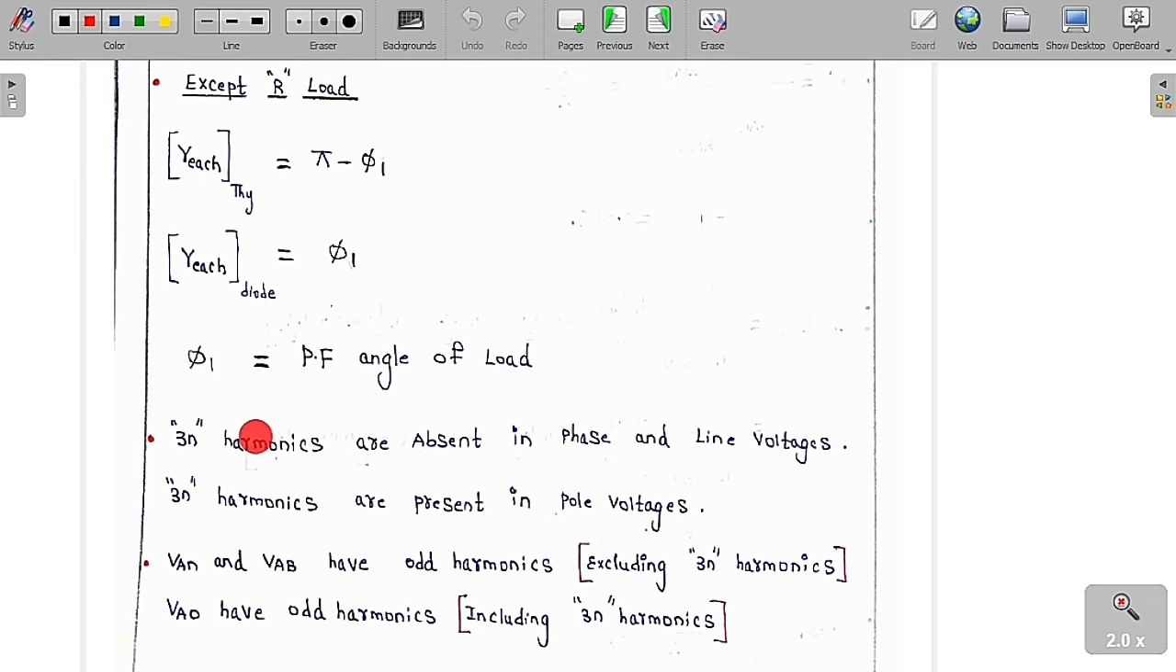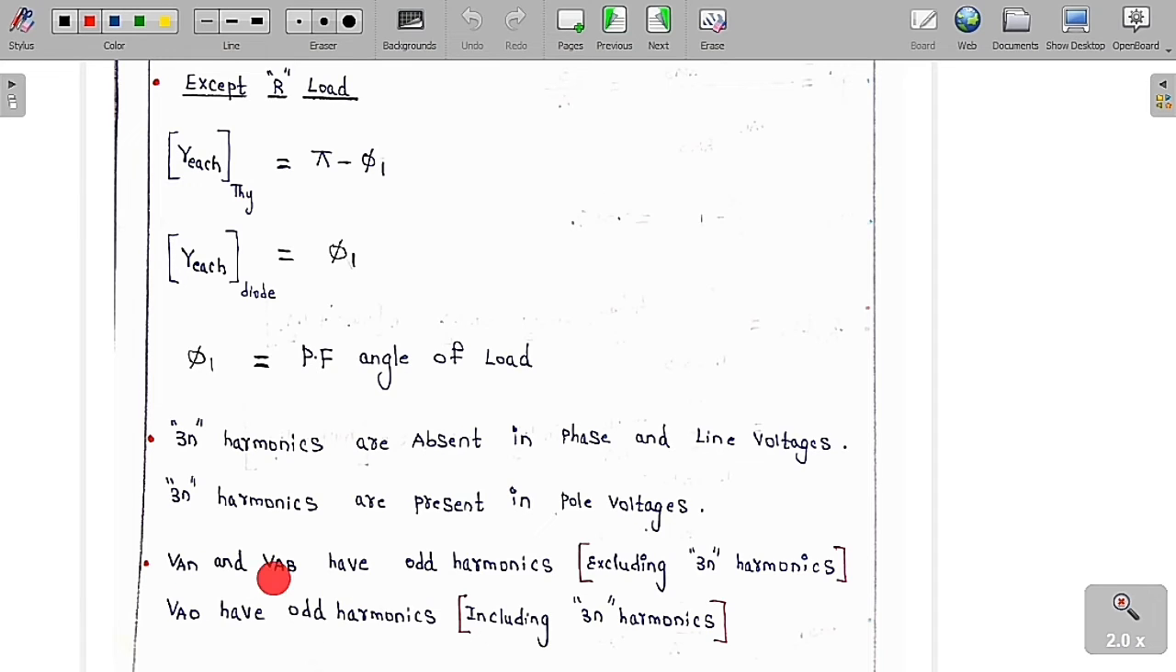I already told you that 3N odd harmonics are always absent in both the phase voltage and also the line voltage, whereas 3N odd harmonics are present in the pole voltage. Yes, this you can already see. So I can say that 3N odd harmonics are absent in the phase voltage and also the line voltage, but they are present in the pole voltage.